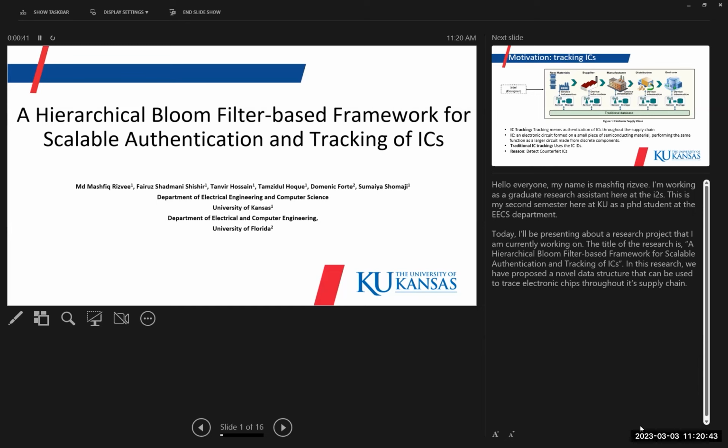So my project is titled Hierarchical [...] for Scalable Authentication and Tracking of ICs. In this research, we have proposed a novel data structure that can be used to trace electronic chips throughout the cycle of the supply chain.